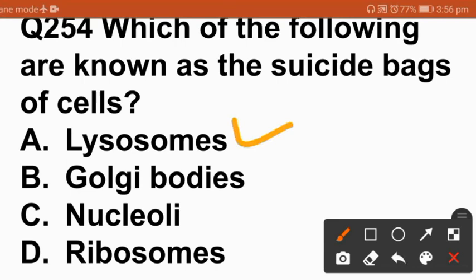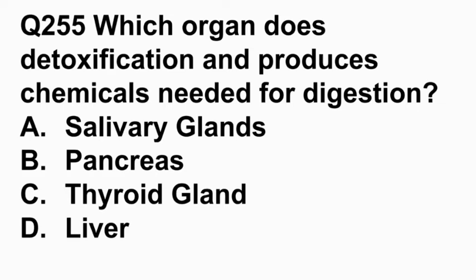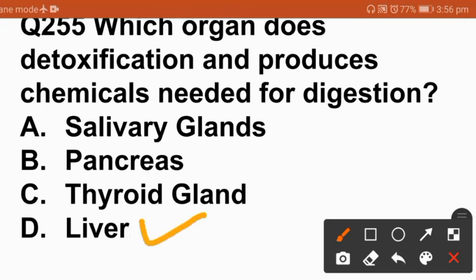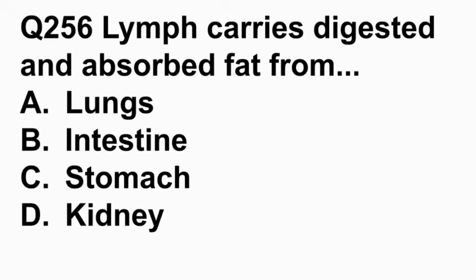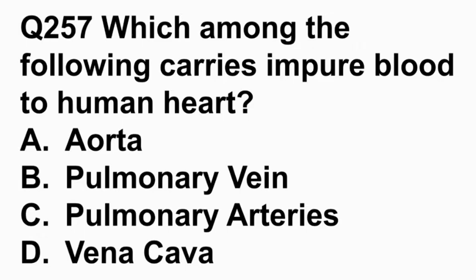Which of the following are known as the suicide bags of cells? A. Lysosomes. Which organ does detoxification and produces chemicals needed for digestion? D. Liver. Lymph carries digested and absorbed fat from B. Intestine. Which among the following carries impure blood to human heart? C. Pulmonary arteries.